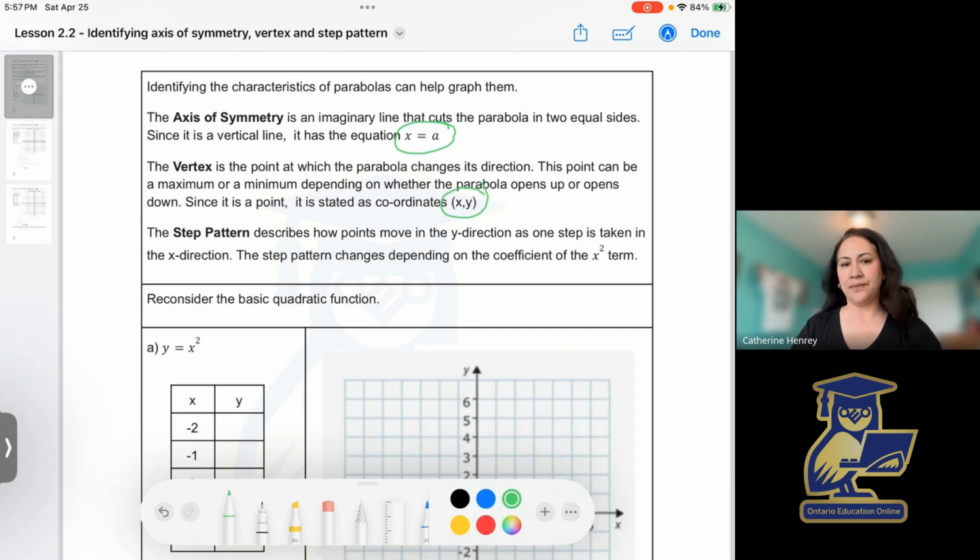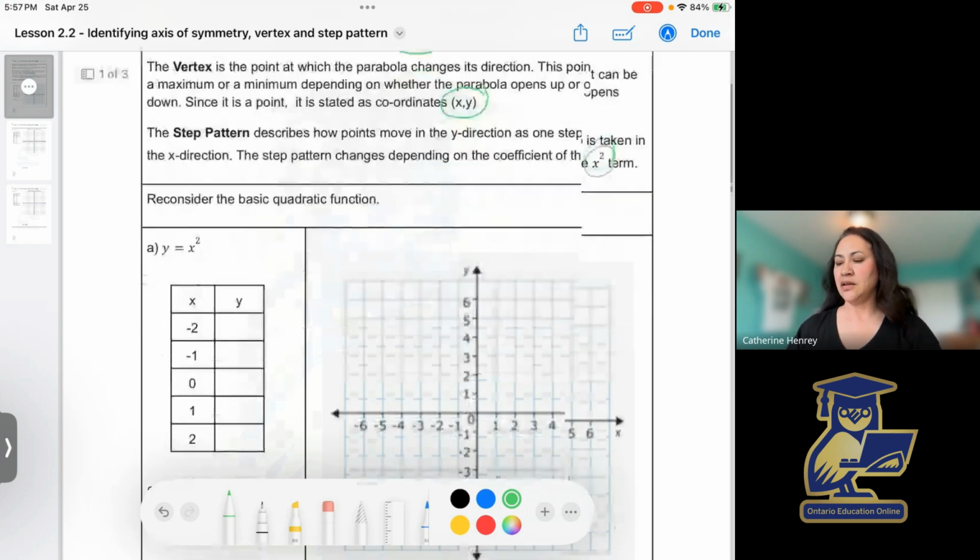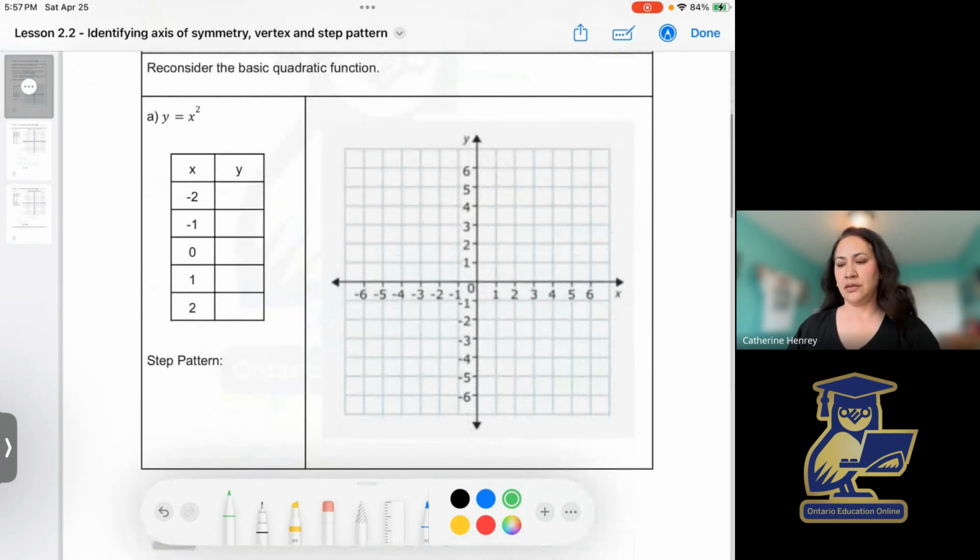Now the step pattern. The step pattern describes how points move in the y direction as one step is taken in the x direction. So the step pattern changes depending on the coefficient of the x squared term. So let's take a look at our parent function. Now, I wanted you to be very familiar with the parent function so we know the basic coordinates to the shape of the parent function.